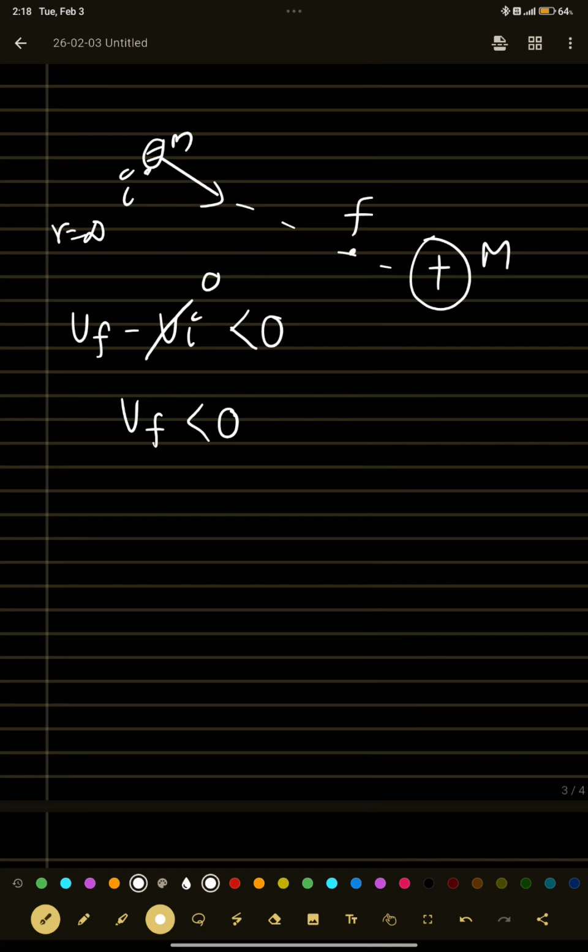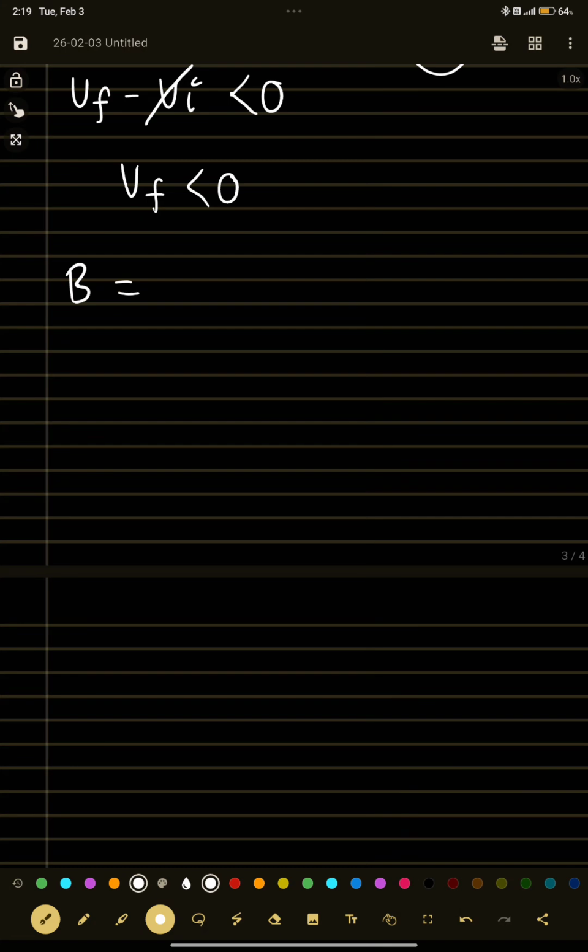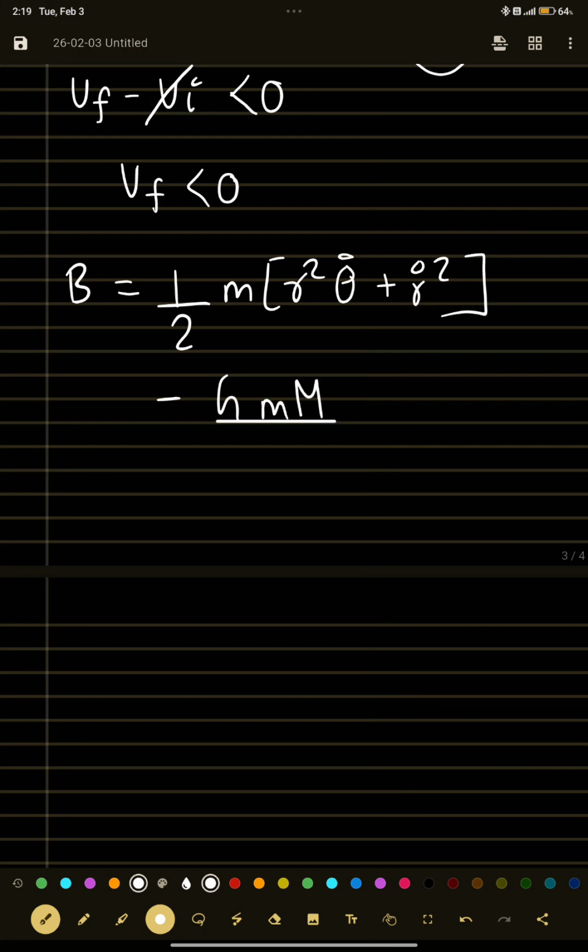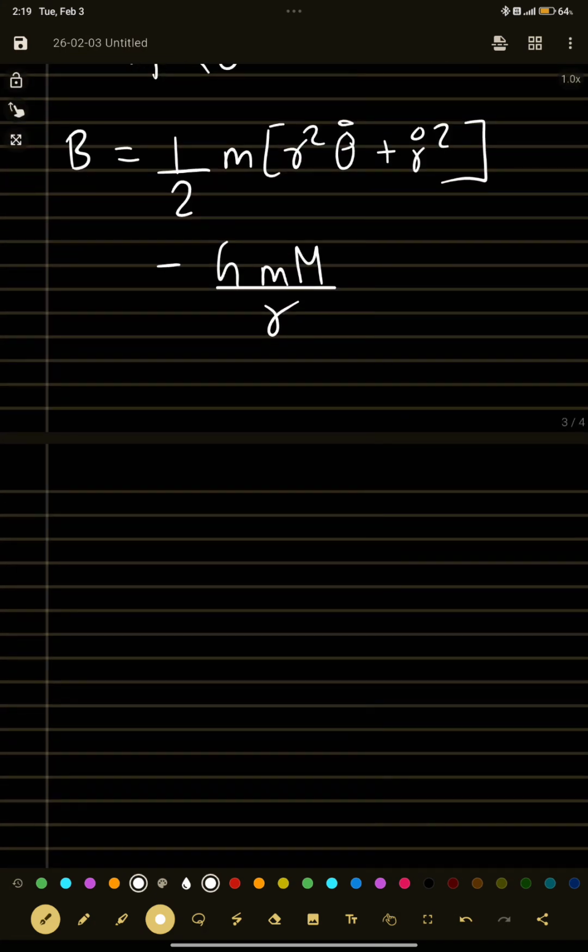For a finite R, the total mechanical energy at point B must be half m (r square theta dot square plus r dot square) minus GM by r. Sometimes you can write GM, like I have stated countless times, as g r square, where g is the acceleration due to gravity at the surface of the earth.